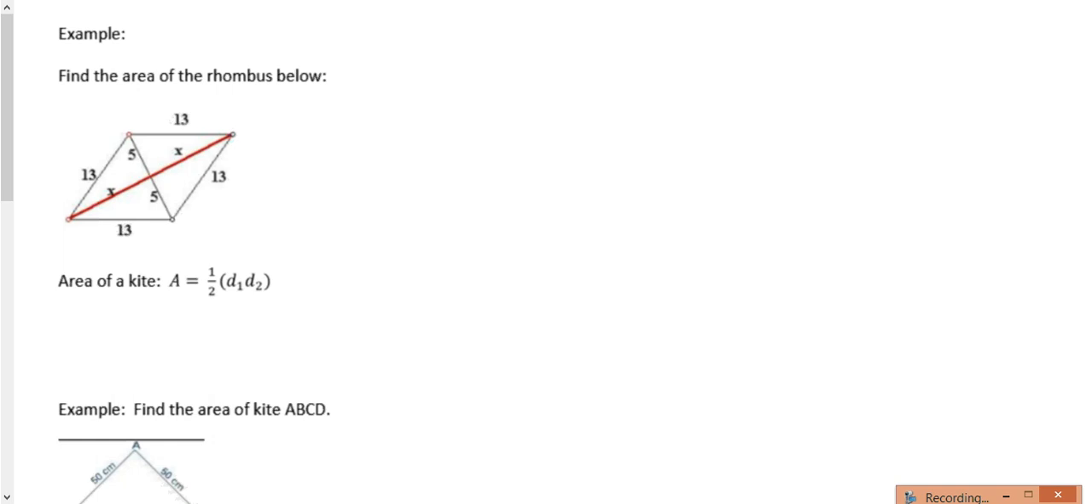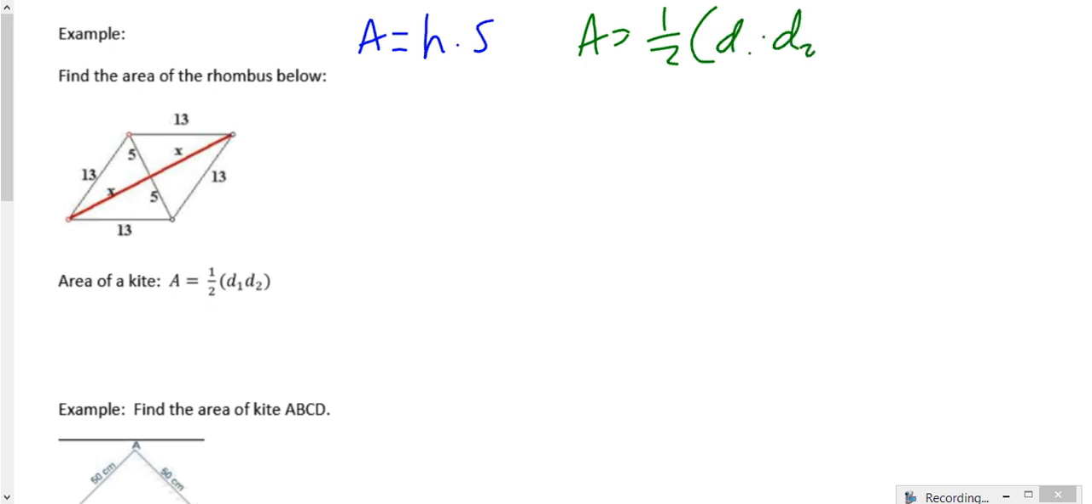Section 1, Video 4. Now let's apply our knowledge of finding the area of a rhombus. So we have two formulas for the area of a rhombus, we said. The first one was H times S, and the second one, depending upon the information you have, is 1/2 diagonal 1 times diagonal 2.